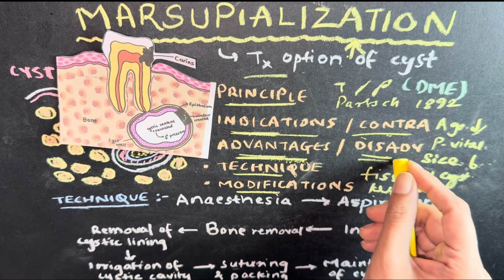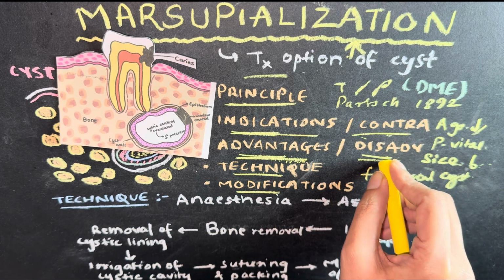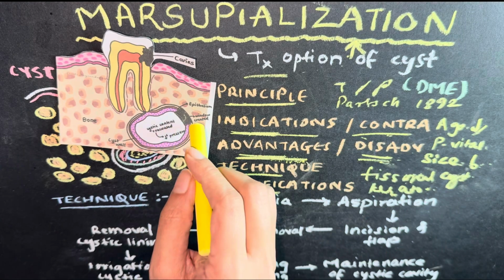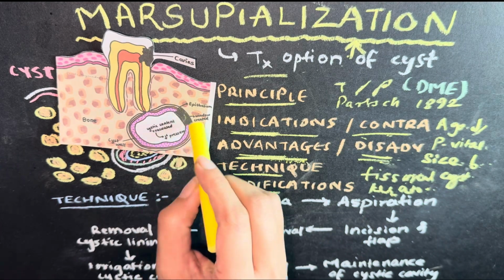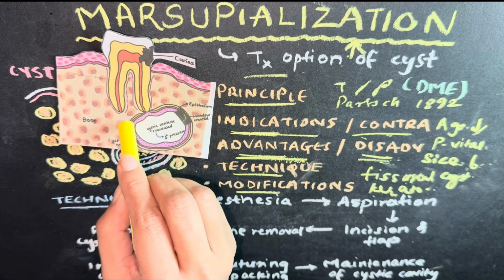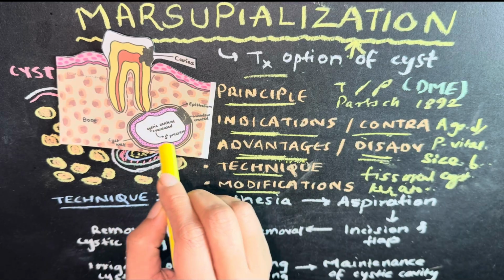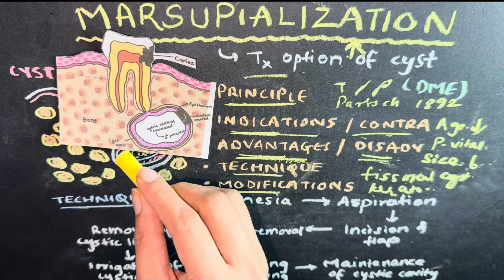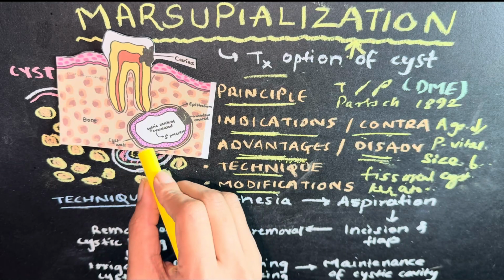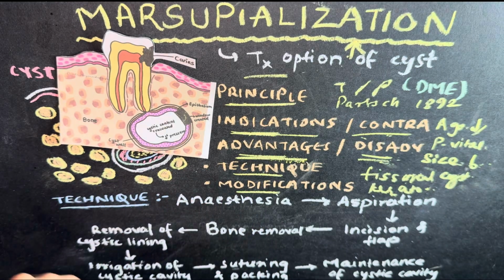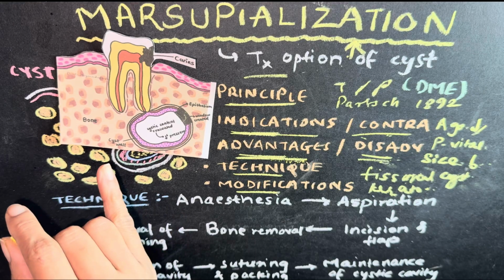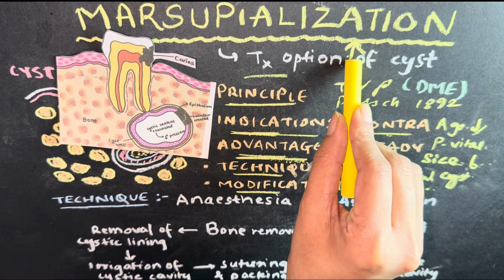Now what are the disadvantages? The disadvantage is that the pathological tissue is left in situ, because here you are only going to create a window and you are not removing the complete epithelial lining. Because of this, the chances of recurrence are more. Then the histopathological examination of the entire cyst lining is not done. The healing time is prolonged. So this procedure is inconvenient to the patient.